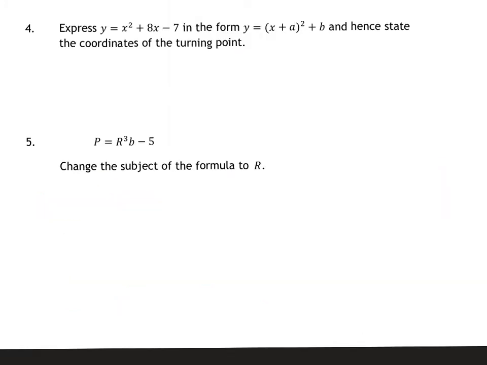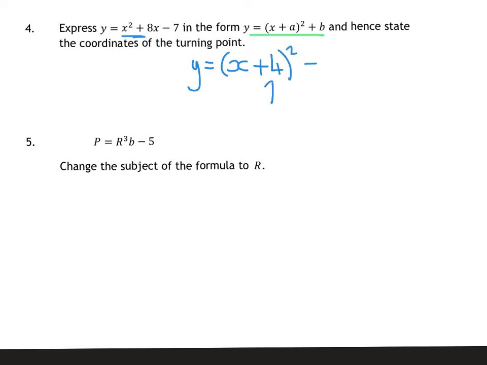Question 4 wants us to complete the square. Anytime you see anything that says write it in this form, sometimes it has p's, sometimes it has q's in there, that means you want to complete the square. So we have y equals bracket x plus, so we'll keep the plus from here, half of 8 is 4, so it's x plus 4 all squared.